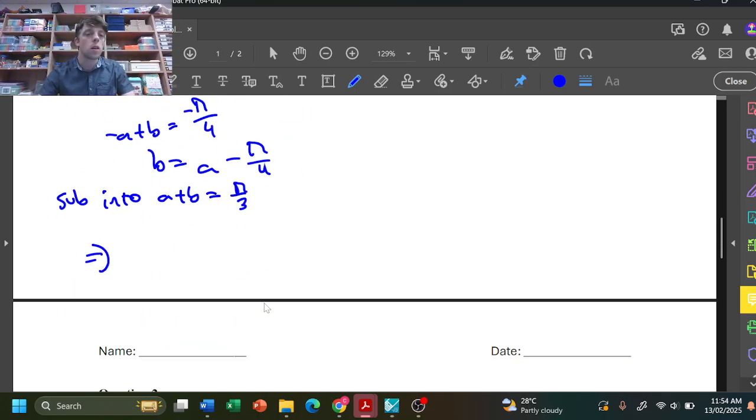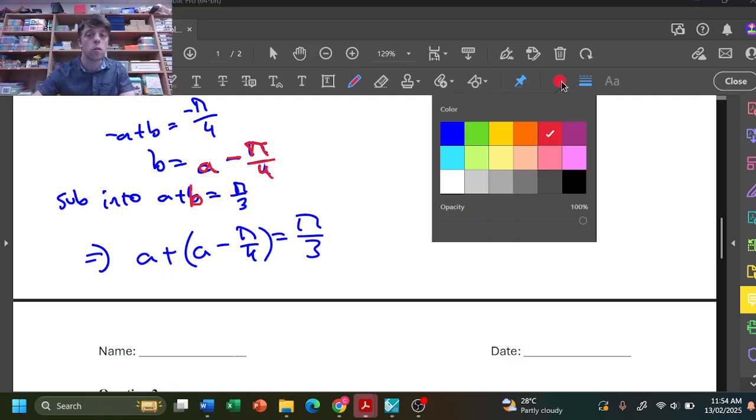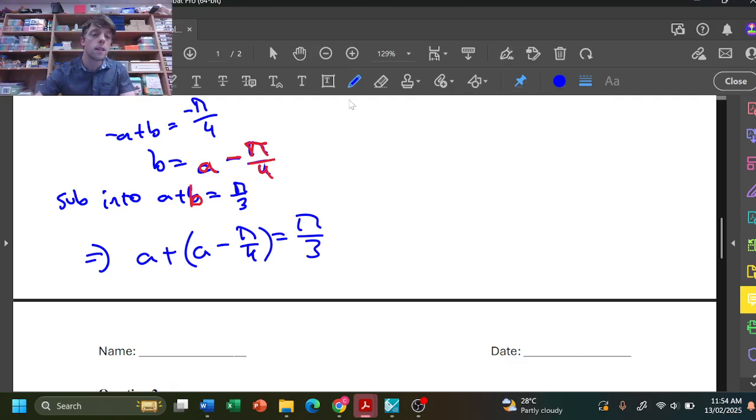We're going to replace b in this equation with what we've just found. So a plus a minus pi on 4 is equal to pi on 3. So I've just substituted in this value here. Instead of writing b, I've replaced it with what we know b to be equal to in terms of a, which was this value here. So I have effectively combined the two equations. So now we can simplify this just a little bit. We collect these terms. We have 2a minus pi on 4 is equal to pi on 3.